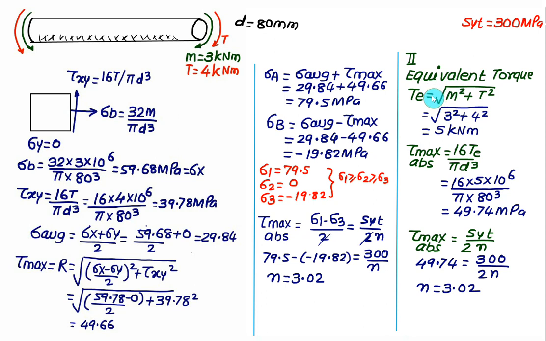So using T, we can calculate directly the maximum shear stress for circular shaft as 16 times T divided by pi d cube, and compare tau max with SYT divided by 2 times factor of safety, and you get the same value. So as far as GATE is considered, if the shaft is subjected to bending moment and twisting moment only, then only this formula will work.